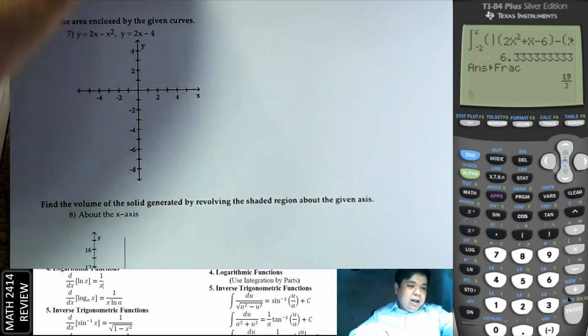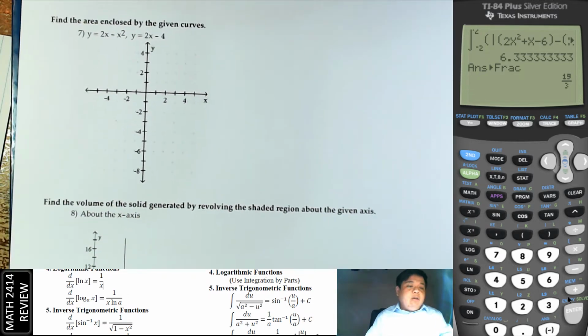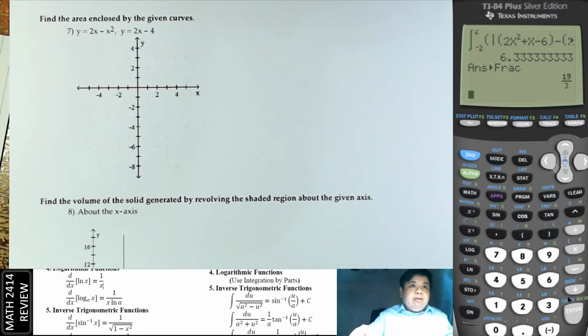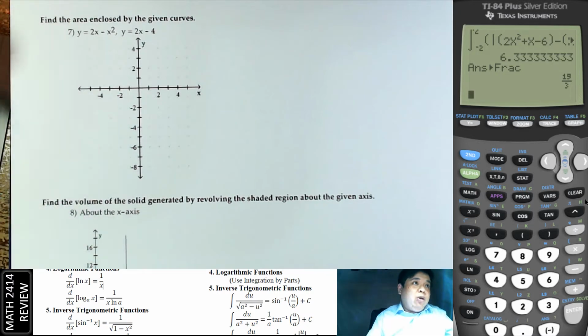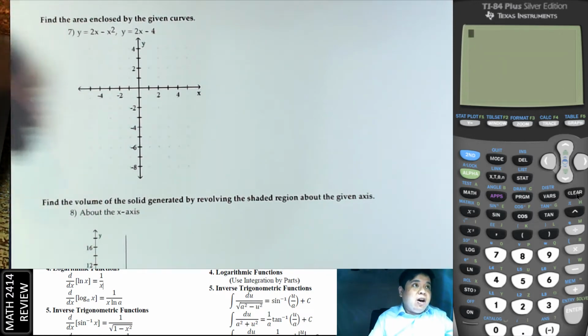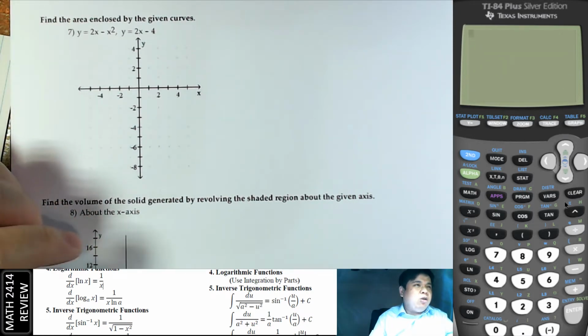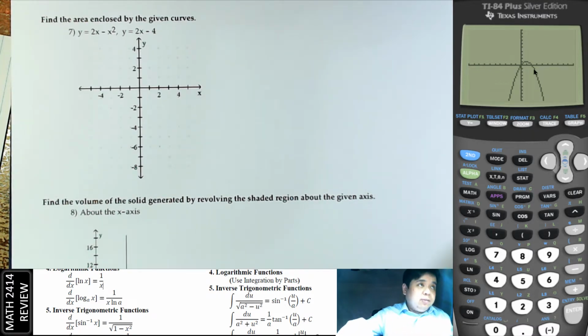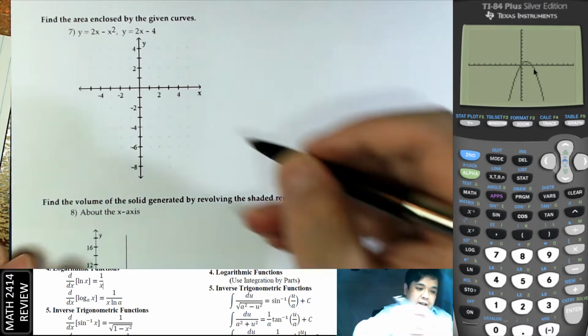Right, next, find the area enclosed by the given curves. So we have two curves. So first, if we have a calculator, if we want to graph it, it's fine. If not, just plot a few points. Right, so that is the parabola that opens down like that. That goes through 0, 0, and 0, 2, right?